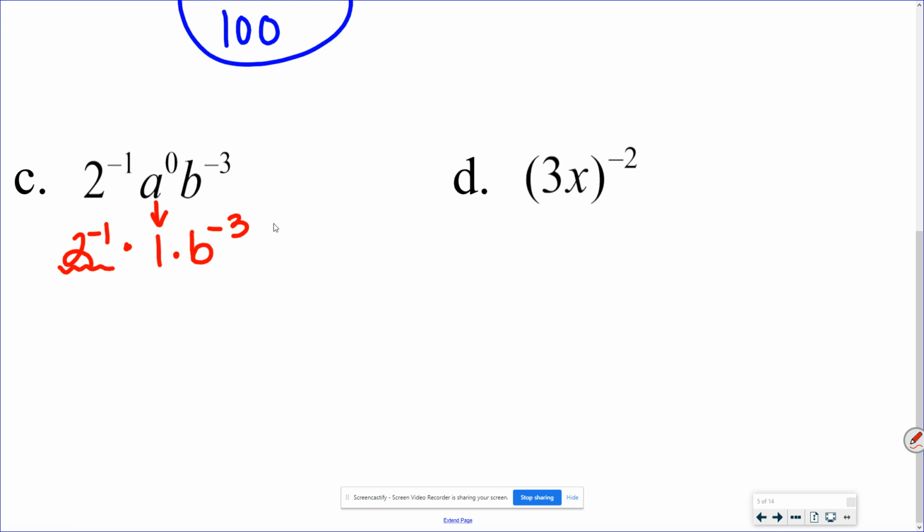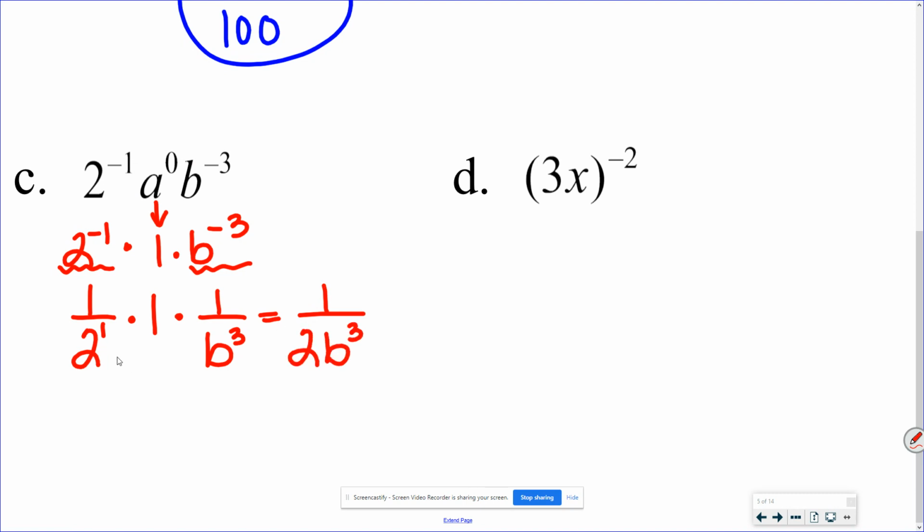Next, I'm going to go to each negative exponent separately, and I'm going to make it into its own fraction. So 2 to the negative 1 power is the same as 1 over 2 to the first power, or you could just say 1 over 2, times 1. And then b to the negative third, that would be 1 over b to the third. Now I'm going to multiply all this stuff together. Remember, top times top, bottom times bottom, that's how that works. So the bottom would be 2 to the first, which is just 2, times b to the third. So the bottom is going to be 2b to the third.